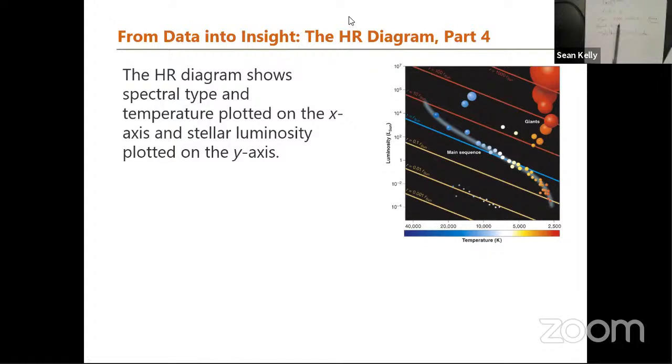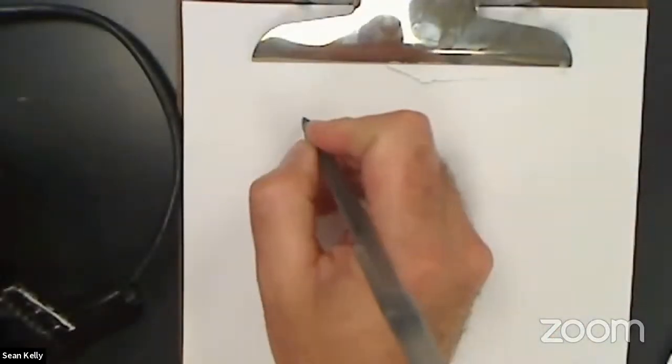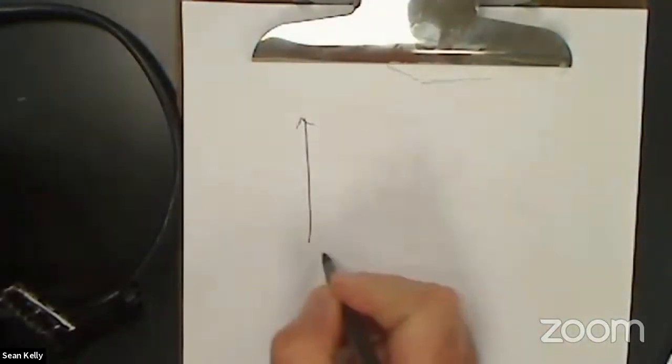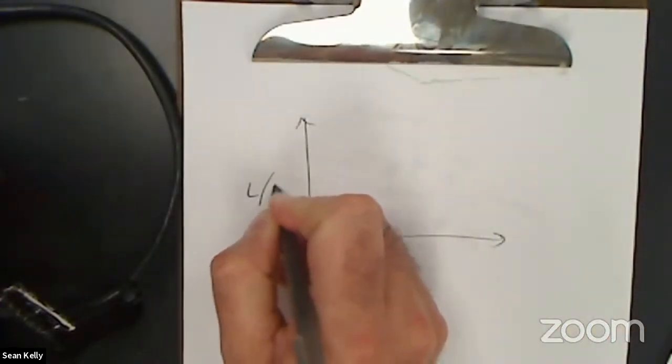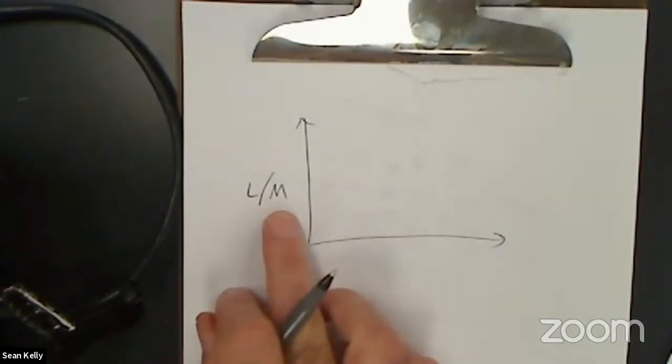So actually, I'm going to stop and show you how I would draw this chart. Let me draw this a little bit differently to reflect what we've been talking about. Okay, so this is our picture. We're going to draw an HR diagram. This is what you should have in your notes. It can be either the luminosity or the absolute magnitude, either one.